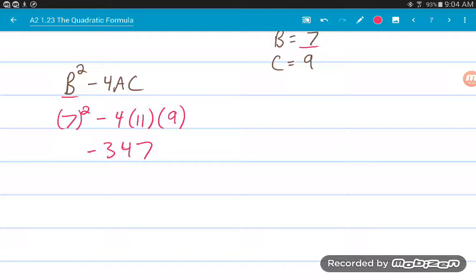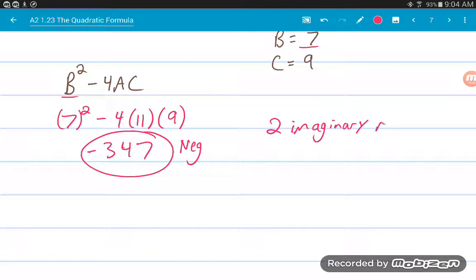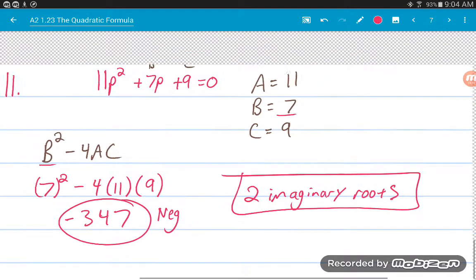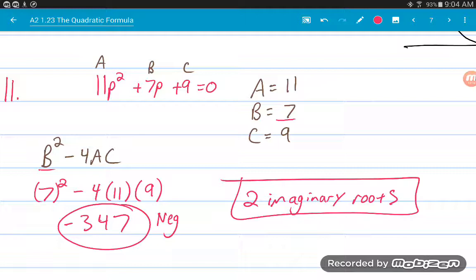Minus 347. So that's what b squared minus 4ac is equal to. So this is negative, right? So what kind of roots do I have? I've got a negative discriminant, but what's up with my roots? They're imaginary. So I've got 2 imaginary roots. Nice and simple, right? So you just evaluate this and match it up with the table.